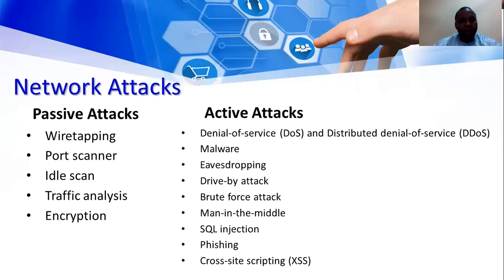So let's move on. As we have said, we have two types of attack, the passive attack and the active attack. These are some of the attacks under passive attack. We have wiretapping, which, according to our definition, is when the attacker tries to look at the data, peep through it while it's moving on the network. So wiretapping is an example of that.